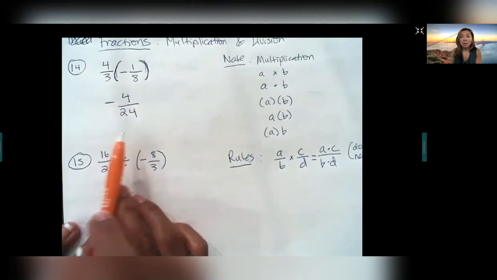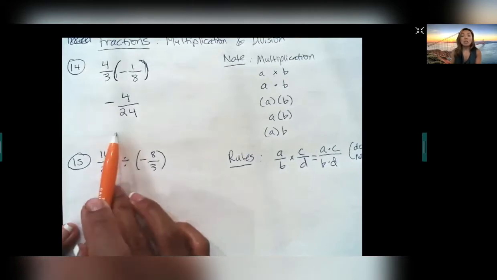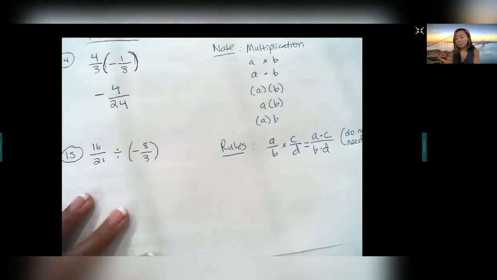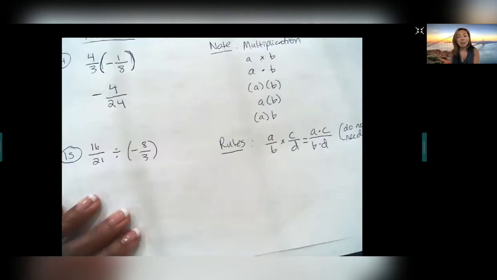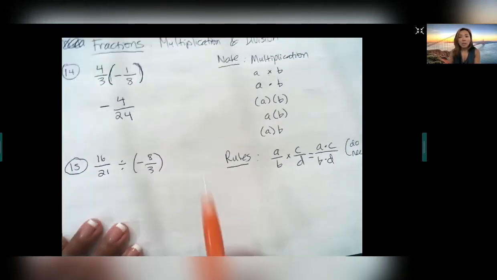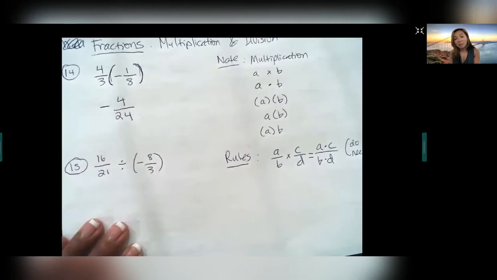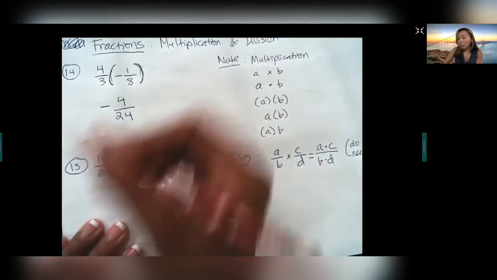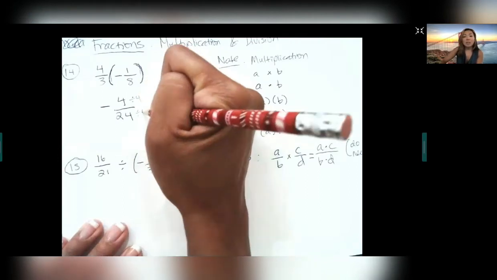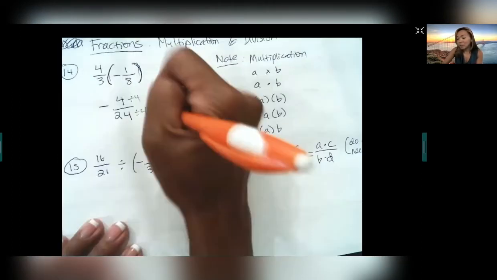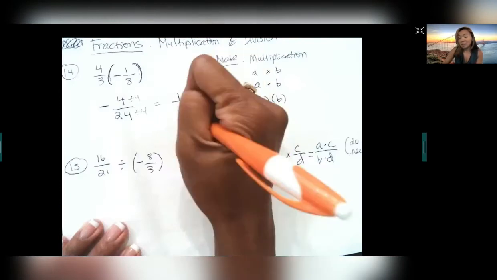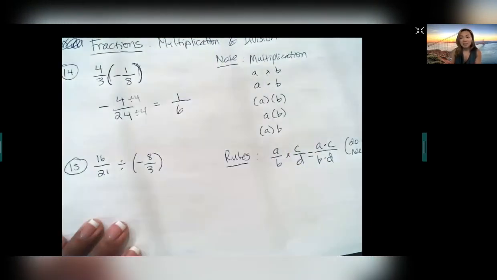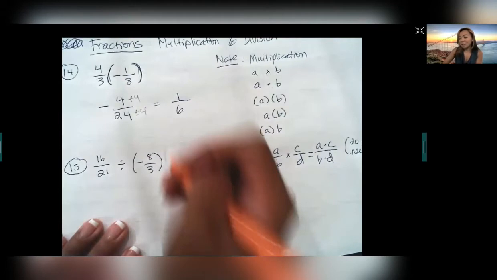Am I done with this problem? No, because I always want to make sure that my answer is simplified, meaning there's no other number that can divide into it. So 4 and 24, do they have anything in common that they can divide by? And the answer is yes. They both, the top and the bottom, can be divided by 4. If you divide the top and the bottom by 4, you get 1 on top, and on the bottom, you get 6. Am I missing anything? Yes, I'm missing the negative. And again, the negative can go anywhere.